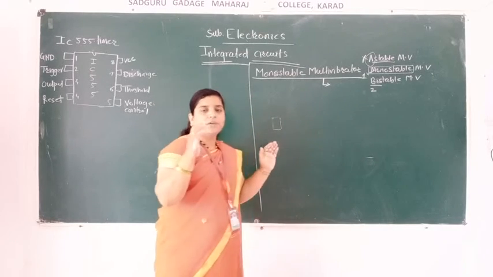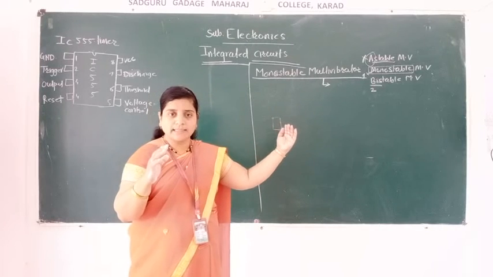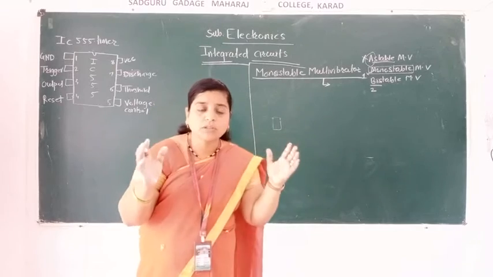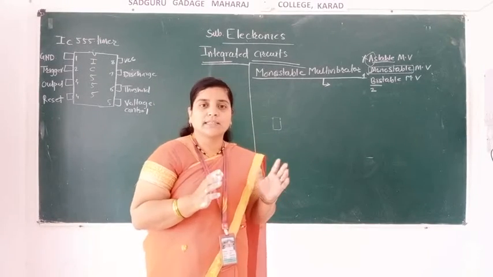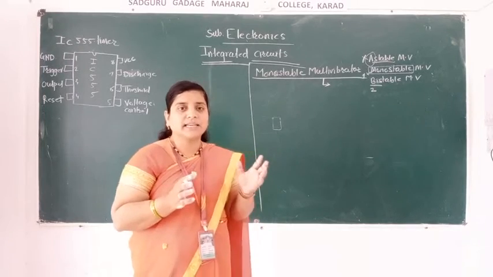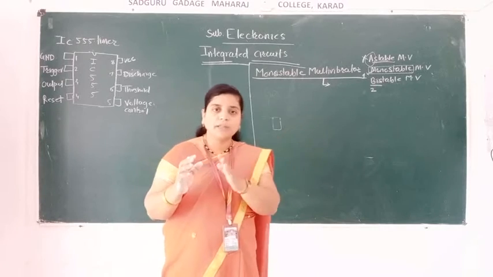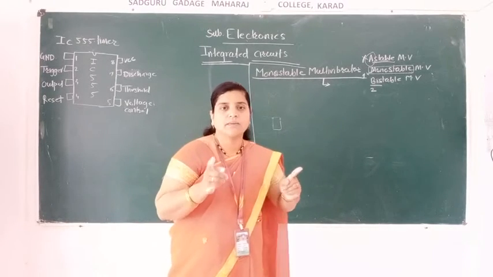Okay. If you are pushing from the left side, and a second push is from the right side, if both are pushing from left to right side, then that state is called the bistable multivibrator. That means you are pushing from one side, and from the other side it is pushed back again, so it has two states, left and right. That is called a bistable.